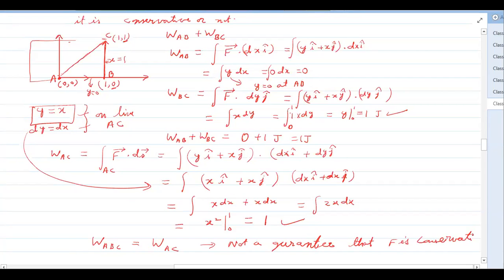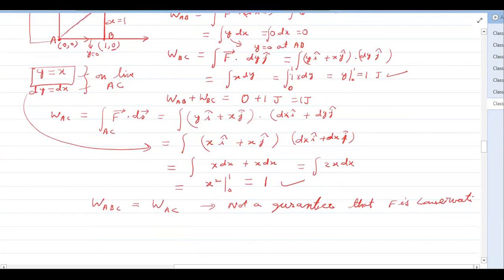Because we have to check some other path also. You may have some other path for which the work can be different. So you can have an infinite number of paths. Second, if the work done along ABC is non-equal to that along AC, then it is guaranteed that F is non-conservative.